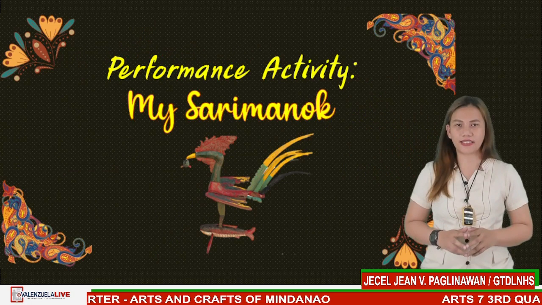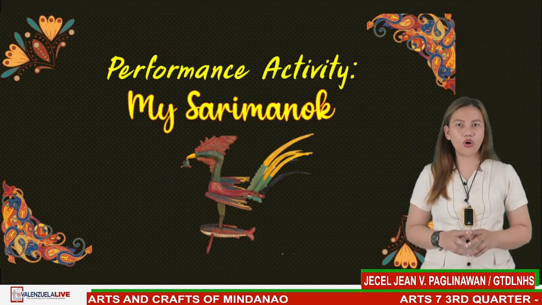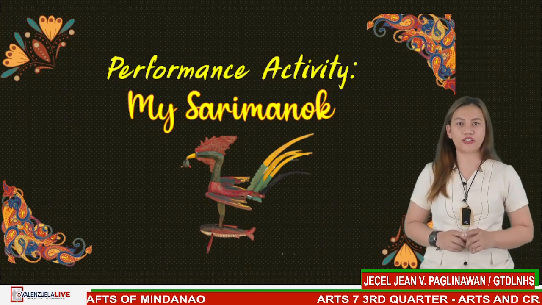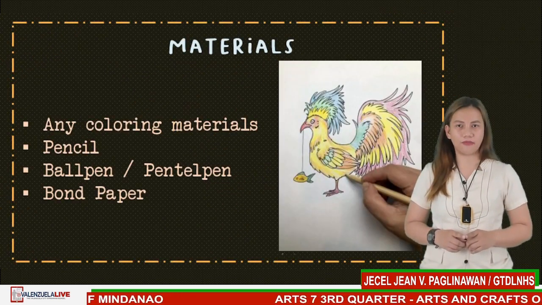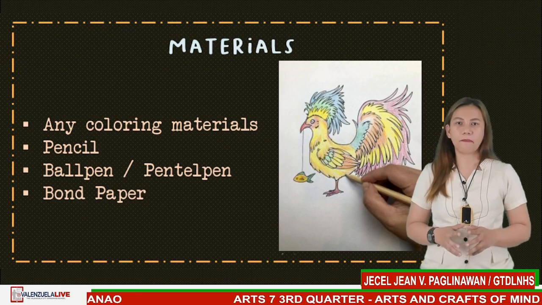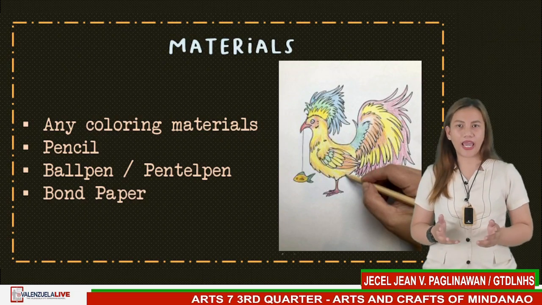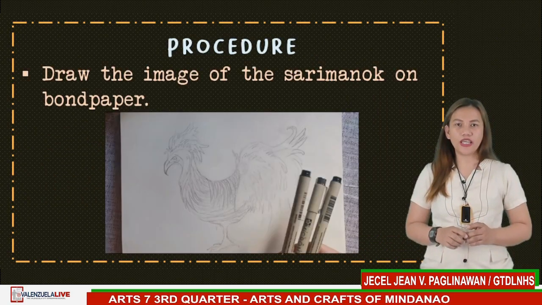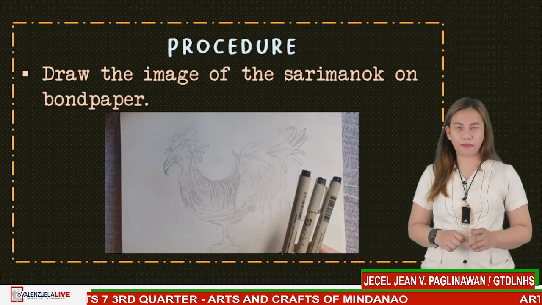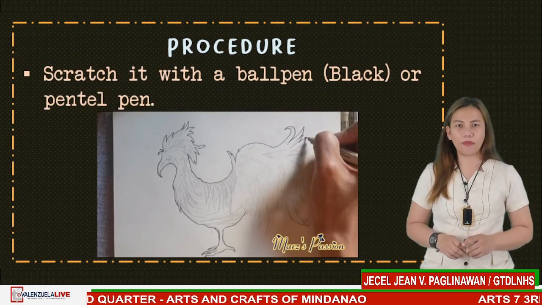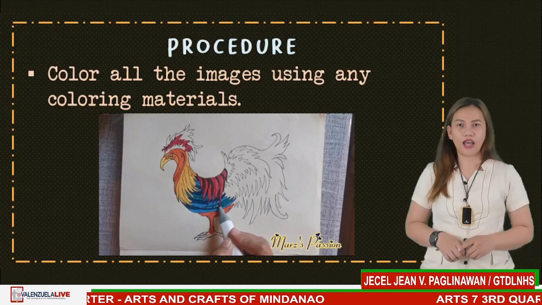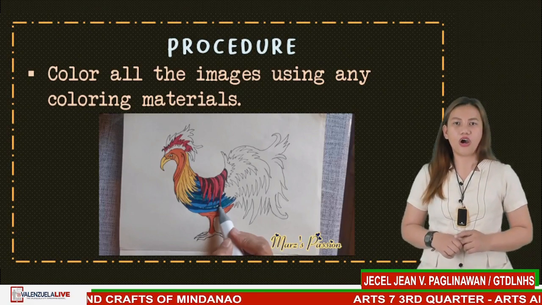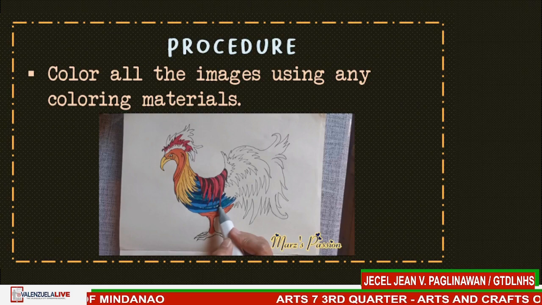For your performance task, you will try to create your own version of Sari Manok using paper and paint or colors. What are the materials needed? Any coloring materials, pencil, ball pen or pen, and bond paper. For the procedure, draw the image of Sari Manok on the bond paper, scratch it with a ball pen, black or pentel pen, and color the image using any coloring materials. Watch the short video clip on how to make Sari Manok.